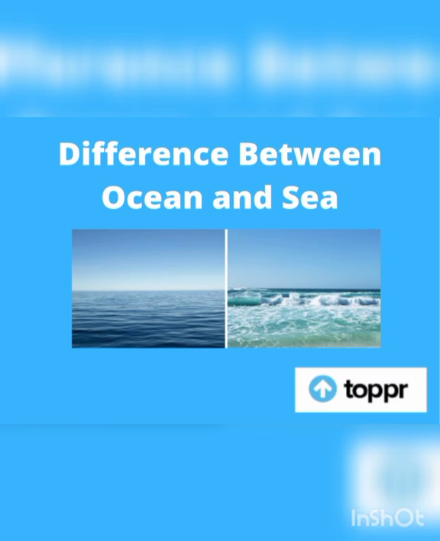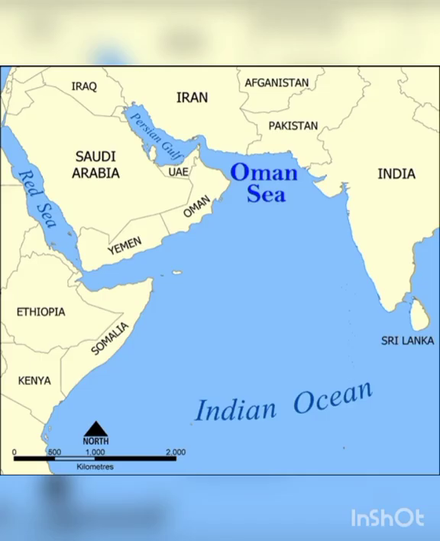Do you know the difference between oceans and seas very clearly? Yes, this is fundamental. Oceans are very large and deep areas of water. They are called oceans. Any doubt? No. Very large and deep areas of water are called oceans.